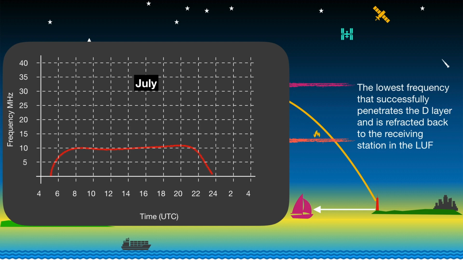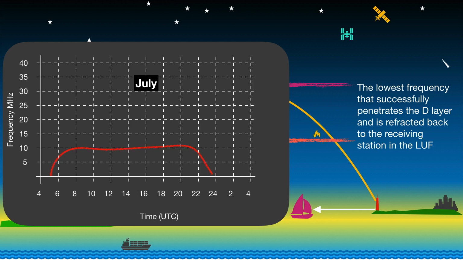And if we were to draw a graph of that in July for a transatlantic path, let's say over to the east coast of the USA, you can see then that as the sun comes up at about 5 o'clock in the morning in July, the upper atmosphere, the D layer, I beg your pardon, starts to become ionized, and after that, until about midnight, the lowest usable frequency is 10 megahertz. So frequencies below 10 megahertz will simply be absorbed by the ionized D layer.